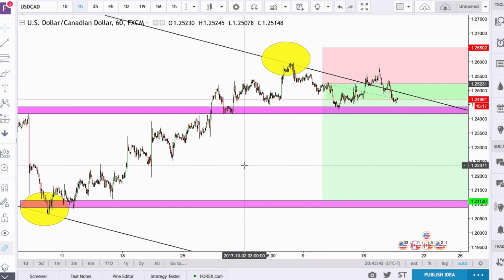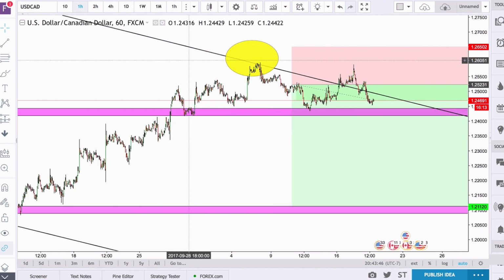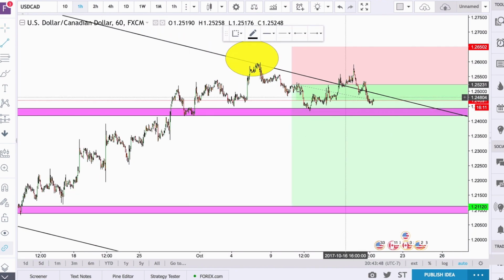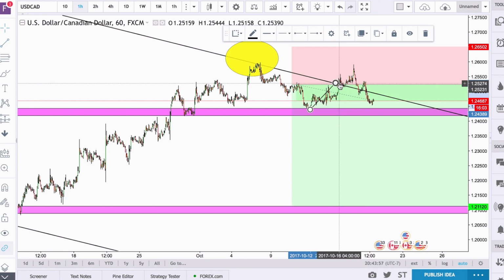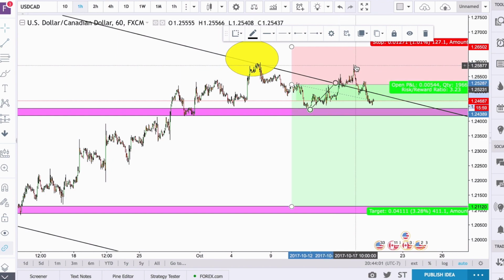Now, I started off the video with a clip of the last video that I did, and in the video I mentioned that I was expecting some kind of bounce off of this little area here, and I said maybe a retest of the trend line. Obviously I was wrong. It went higher than that.